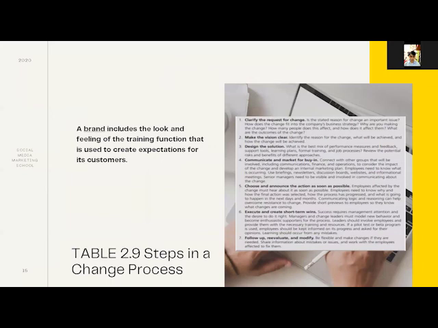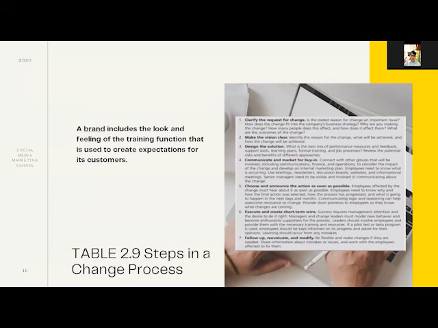So these are the steps in a change process. Let's just enumerate these things. Clarify the request for change. Make the vision clear. This thing simply explains for itself. And third, design the solution. Solution is an important thing, and designing the solution will be key in order for you to efficiently do a thing, or just even for a thing to succeed or fail.